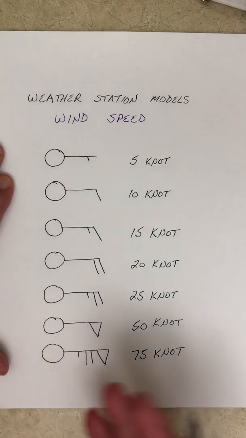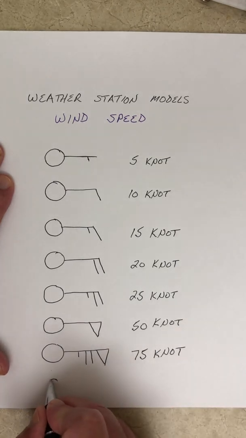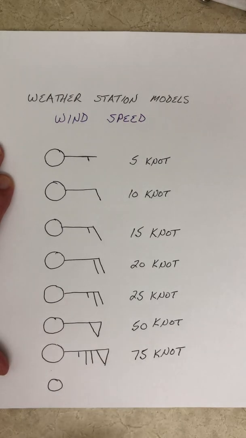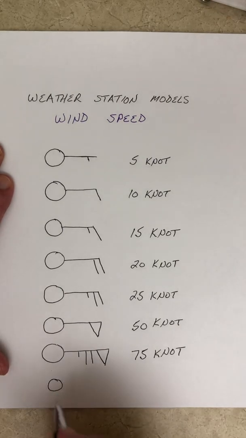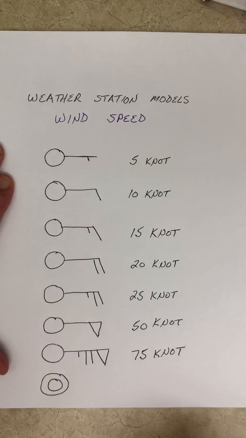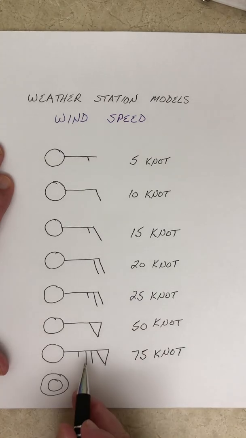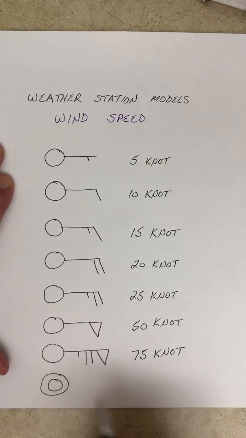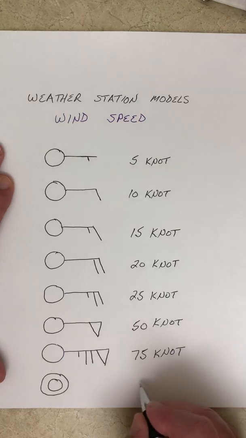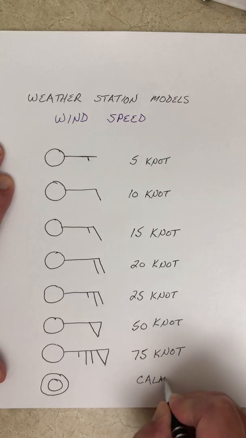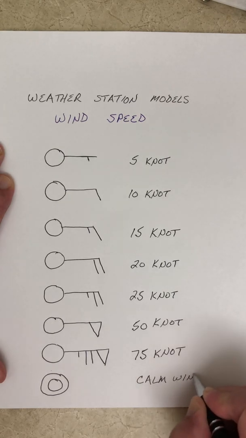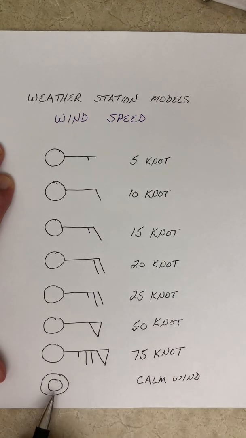Okay, and then there's one other special case that we need to consider. What if there is no wind? And I probably should have said this first. So say you've got a weather station model and there's a circle around it. Okay, when you think about it, if there's a circle around, what's missing on this? What's missing on this is a wind direction. There is no direction because there's no wind. And so if you have a calm wind at a particular location, then your weather station model is going to have a circle around it.